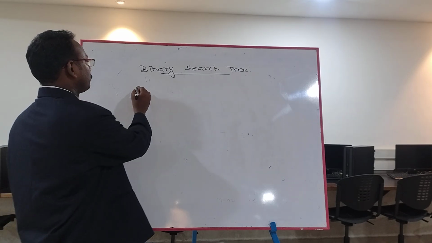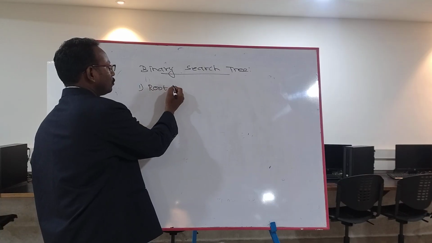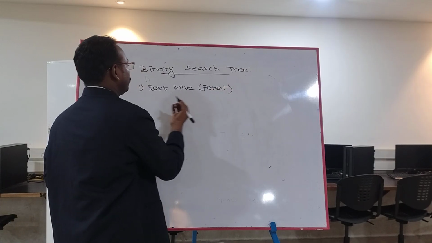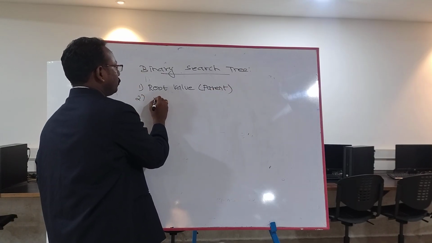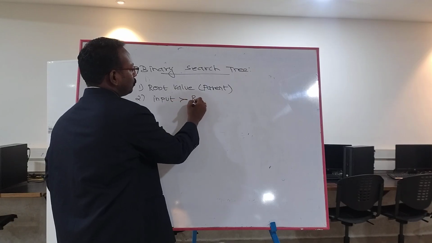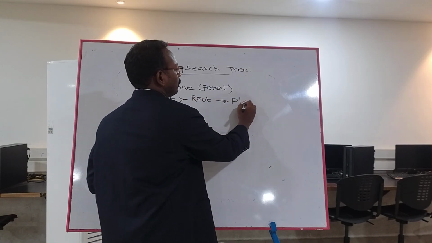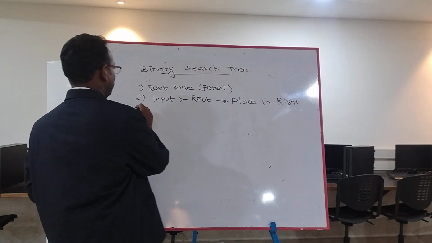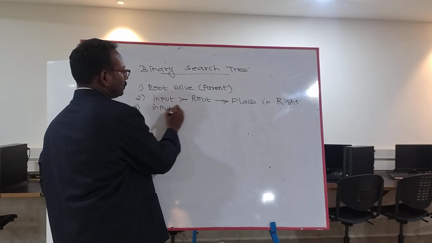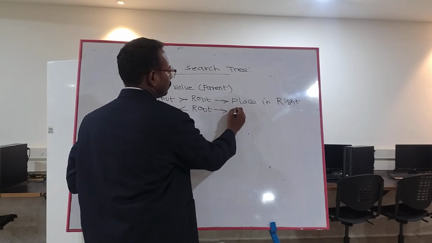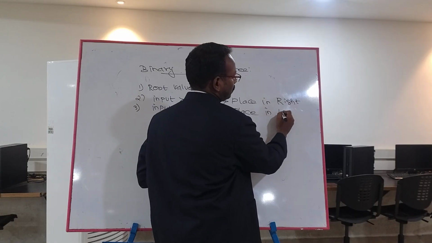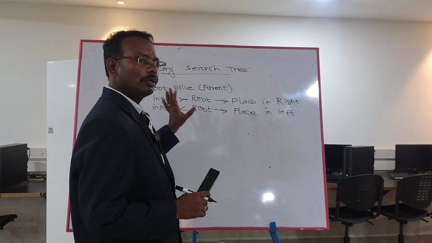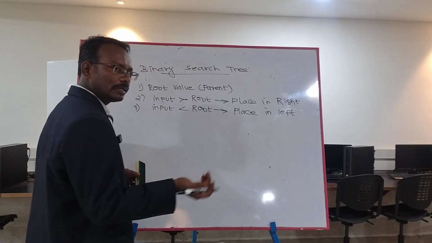For example, the condition is you have to check the root value. Root value is nothing but the parent. If the input value is greater than the root, place it on the right side. If the root is greater than the input, place it on the left-hand side. This is the protocol showing how the elements are to be placed. Okay, for example, let's consider some example.